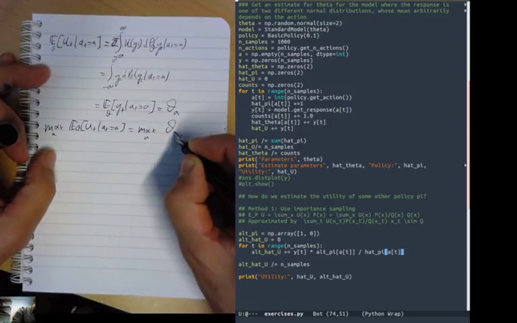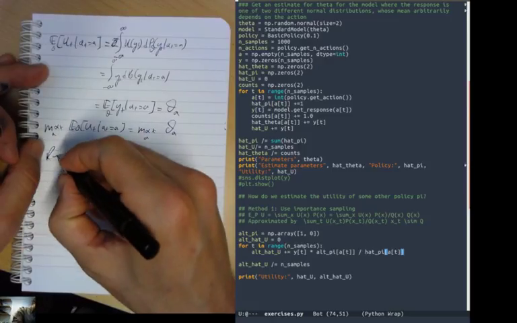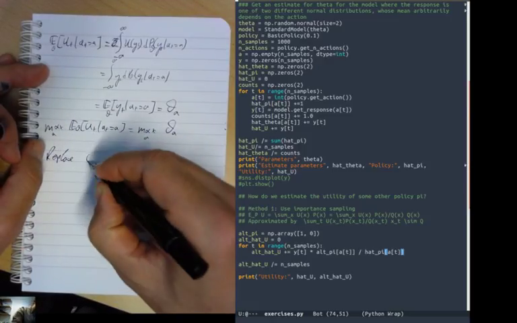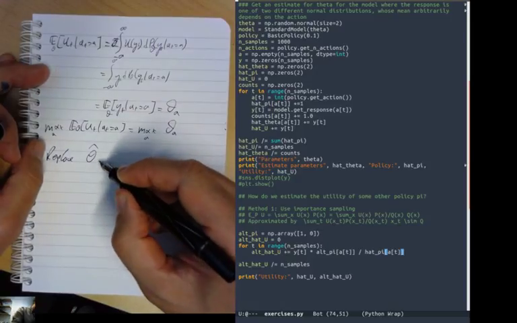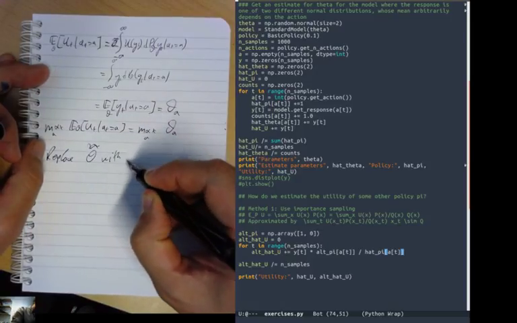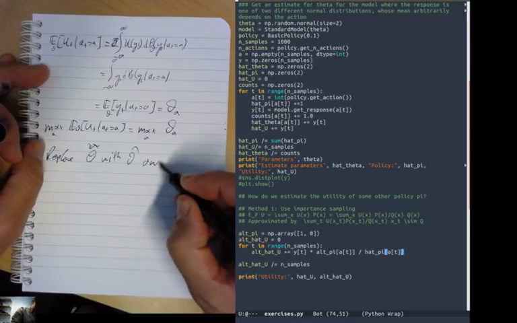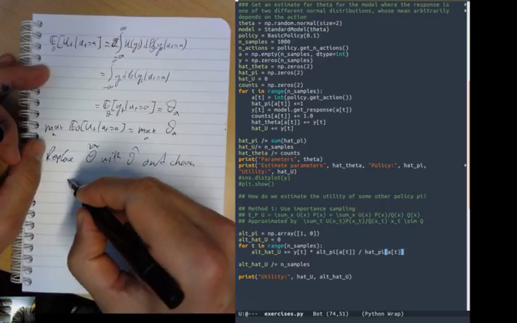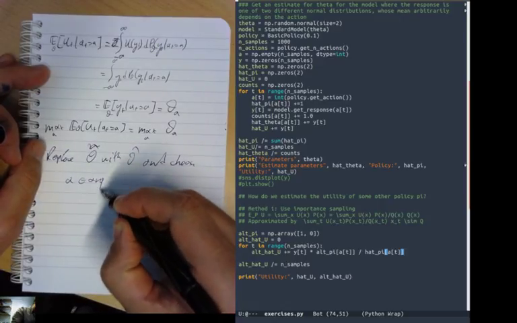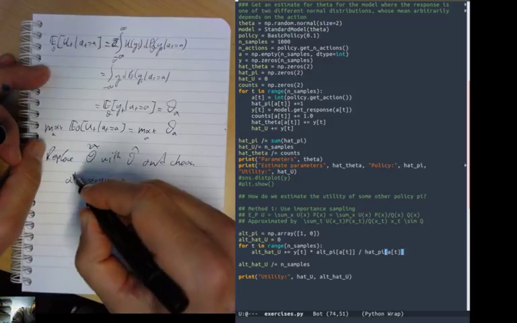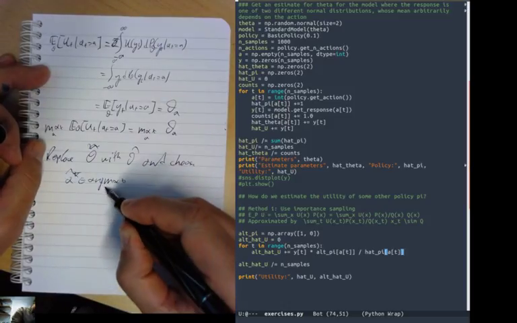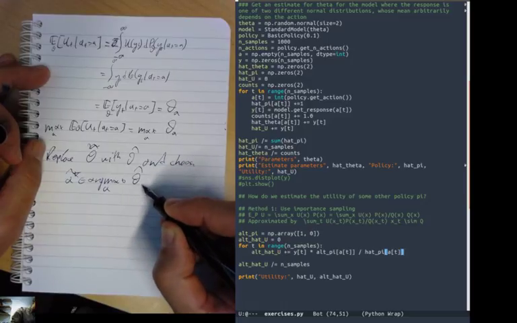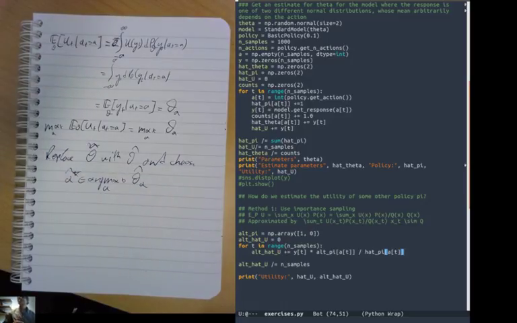over theta_a. Okay. So now the idea is to replace theta with theta hat and choose a in argmax of theta hat_a, right? Okay, so that's the basic idea.